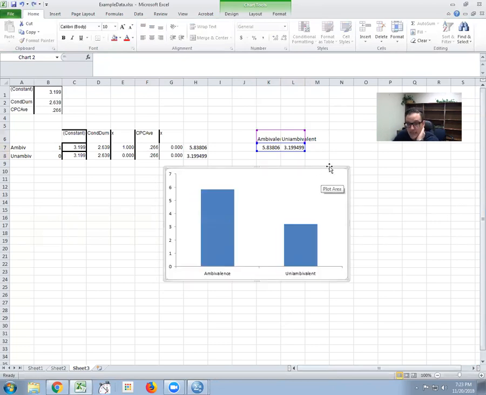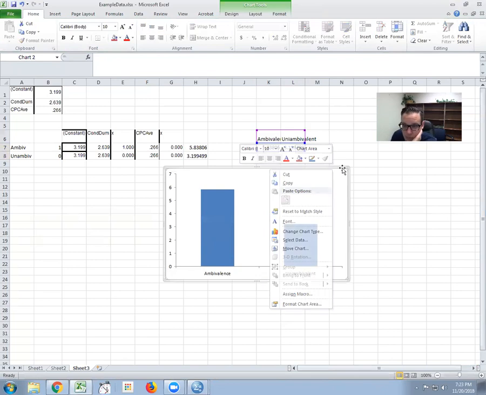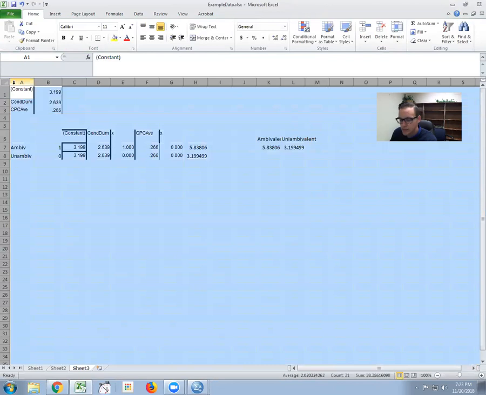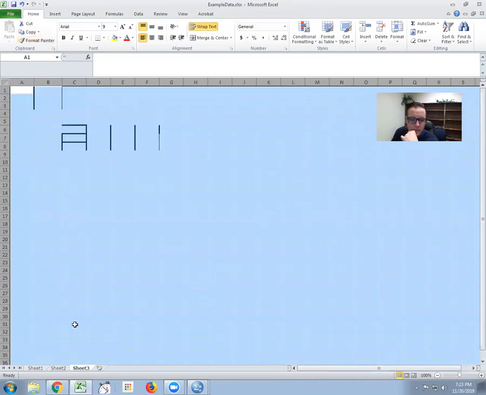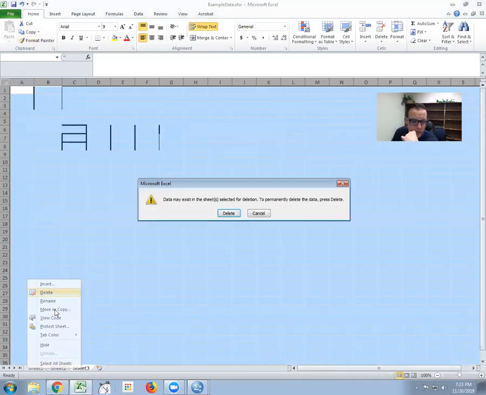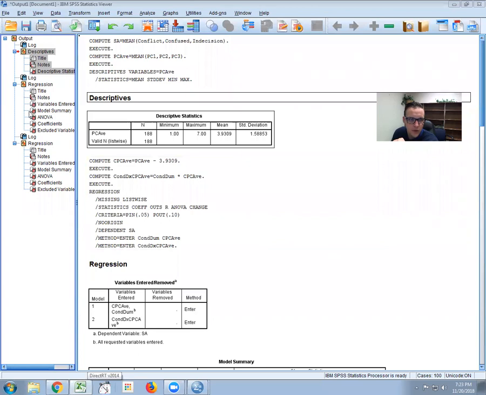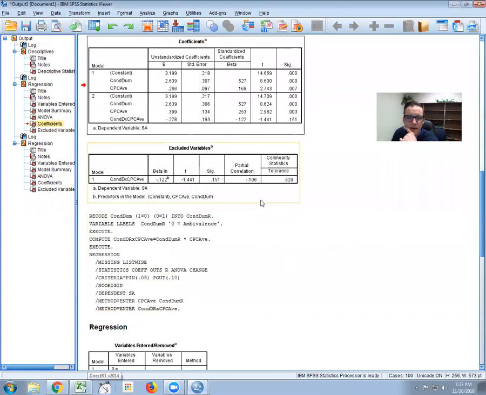Now I'm going to delete that, because what I'm about to do is going to get a little bit more complicated. Let's just delete the whole sheet. Yeah, I deleted it. Now I'm going to go back to my regression. All right, now let's say I'm going to plot an interaction.